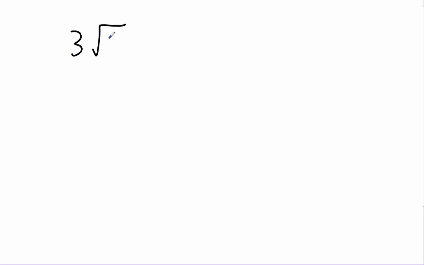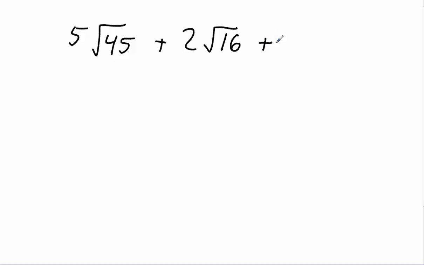We can have 3 radical 45. Actually, I don't like the 3. I'm going to change it. Let's change that to 5. So 5 radical 45 plus 2 square root of 16 plus, I don't know, let's see, 4 square root of 100. Actually, let's not do 100 because that's easy. Let's do square root of 300. See, this is why you should take notes, or I should make notes before I do this, but I'm trying to wing it.